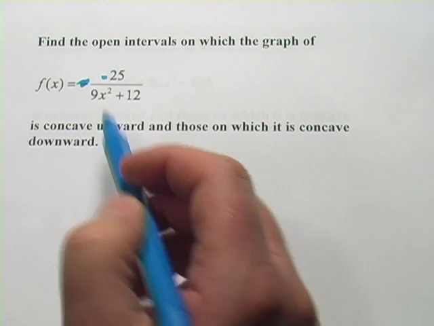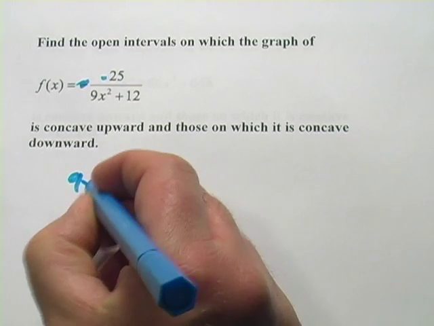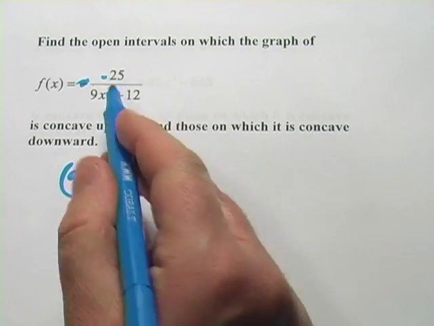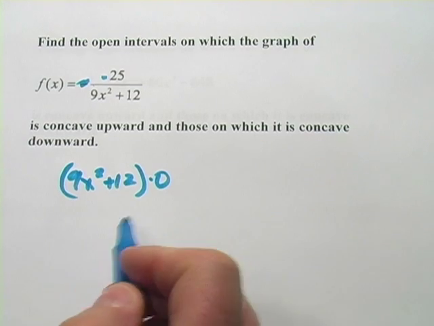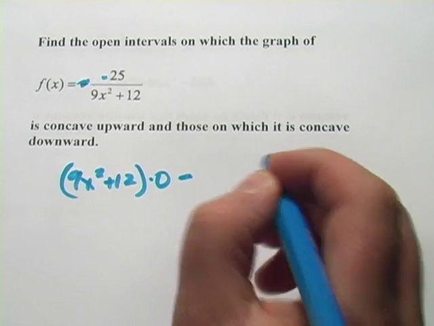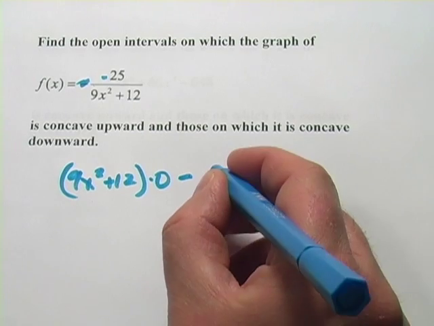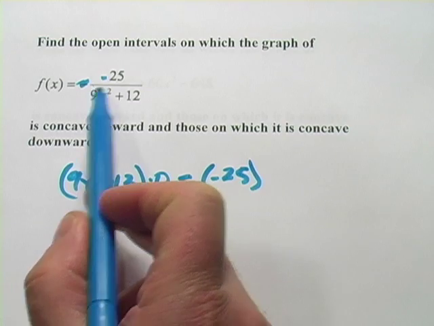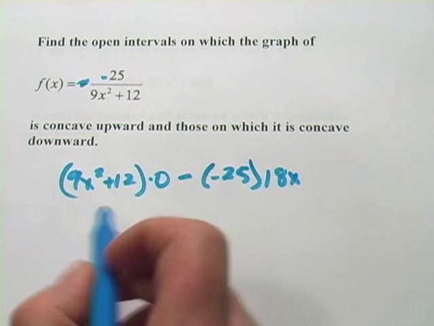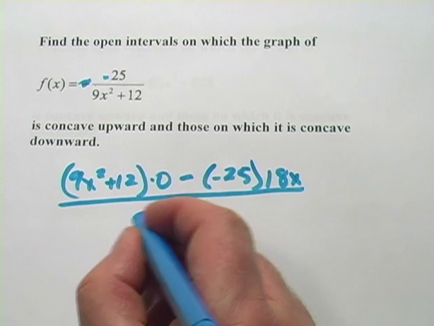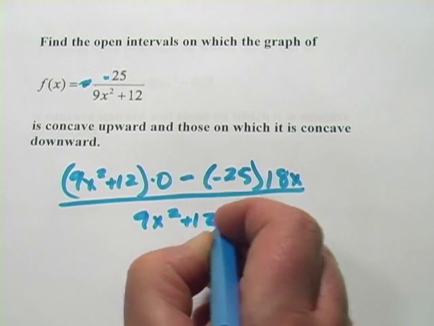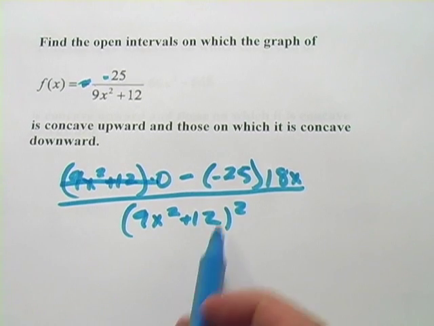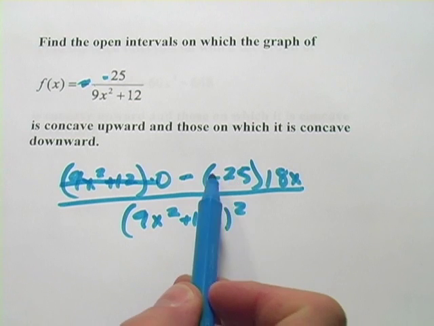And the quotient rule says low d high. So I've got 9x squared plus 12. And the derivative of what's on top is just a constant. So that's actually 0. So that term is going to disappear. Very nice. Then I've got my minus high d low. So minus a negative 25 times the derivative of what's on the bottom, and that would be 18x. And that is all over low squared. So 9x squared plus 12 quantity squared. So this term disappears, and we've got a negative and a negative, so that's a positive.